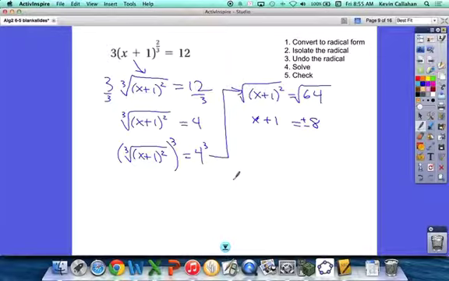How many answers do we expect to get from a quadratic? We expect to get 2, and that's why the plus or minus. We wouldn't get 2 answers if we didn't have that. So now I still haven't solved for the x. I have to subtract 1, right? So this is x equals -1 plus or minus 8. So what are the 2 values of x? -1 plus 8? 7. And -1 minus 8? -9.